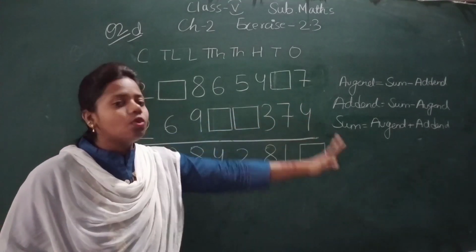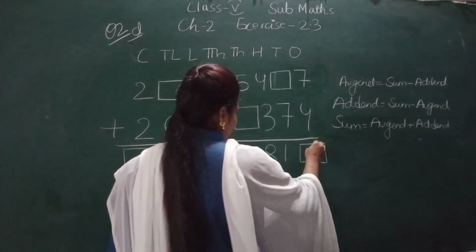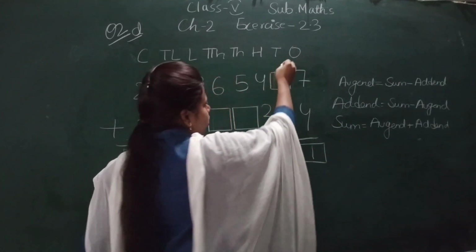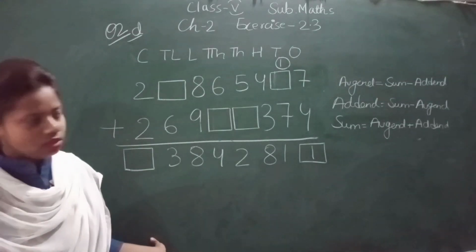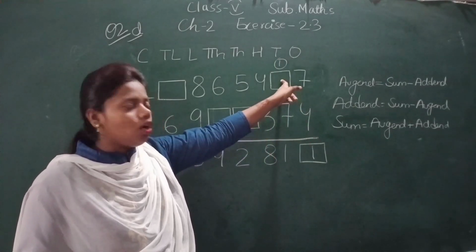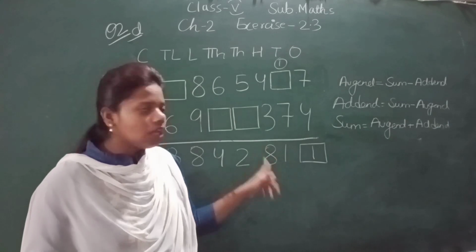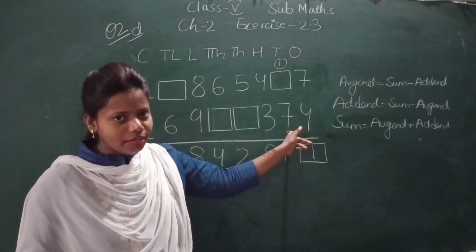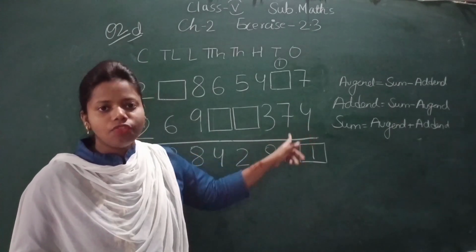So, 7 plus 4 is how much? 11. So, we will write 1 here, and 1 we will give as carry over to the tens place. Now, to find origin, what do you have to do? Sum minus addend. But can you see the sum is smaller than the addend? So we cannot subtract 7 from 1.